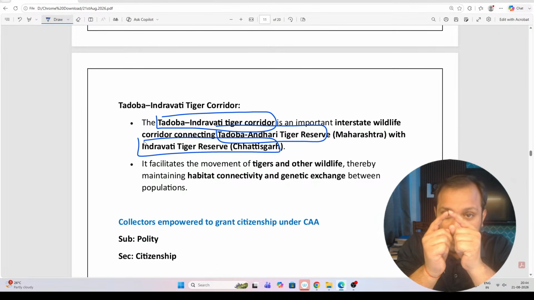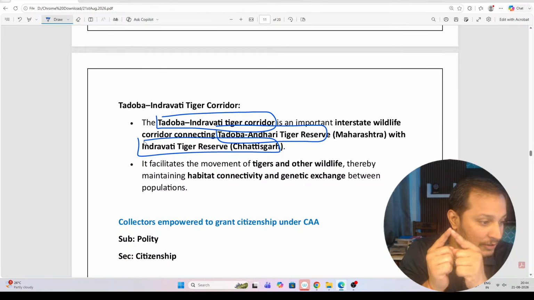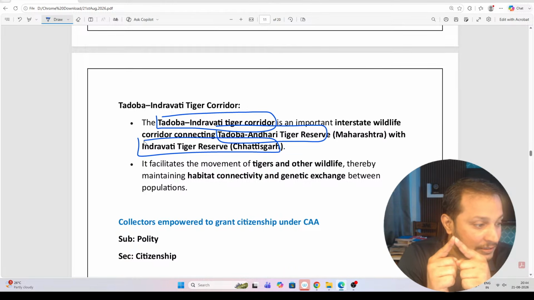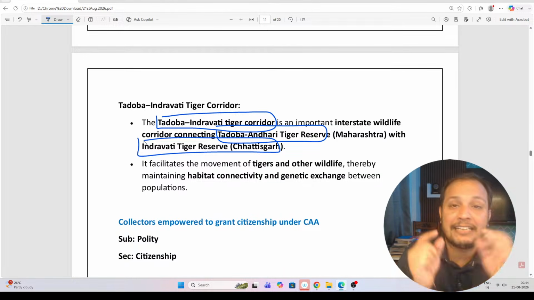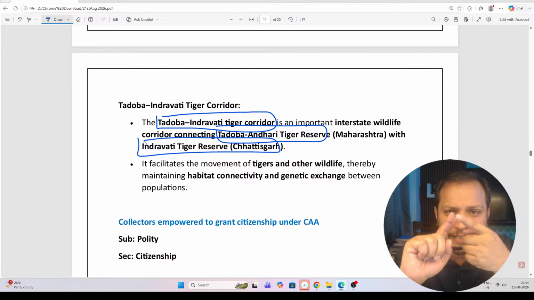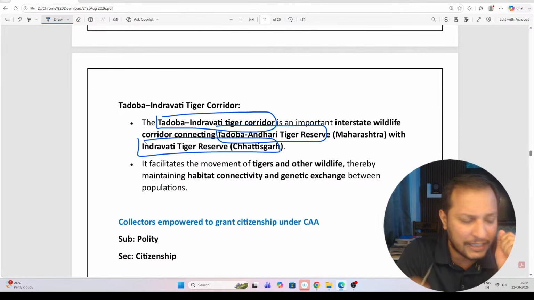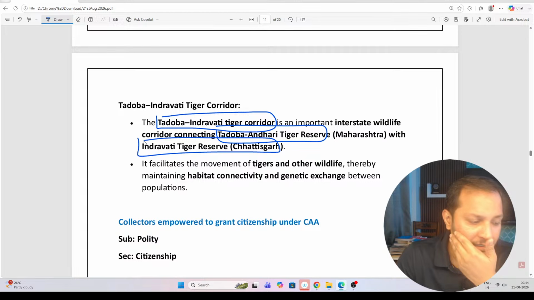So guys, meeting point, again meeting point, guys. Chhattisgarh, we have the Indravati, and Tadoba, we have Maharashtra. The meeting place, guys. Tadoba and Indravati, meeting place. Guys, such topics are very important. Whenever meeting takes place, that topic becomes very important. Is this clear, guys? Indravati is in Chhattisgarh.